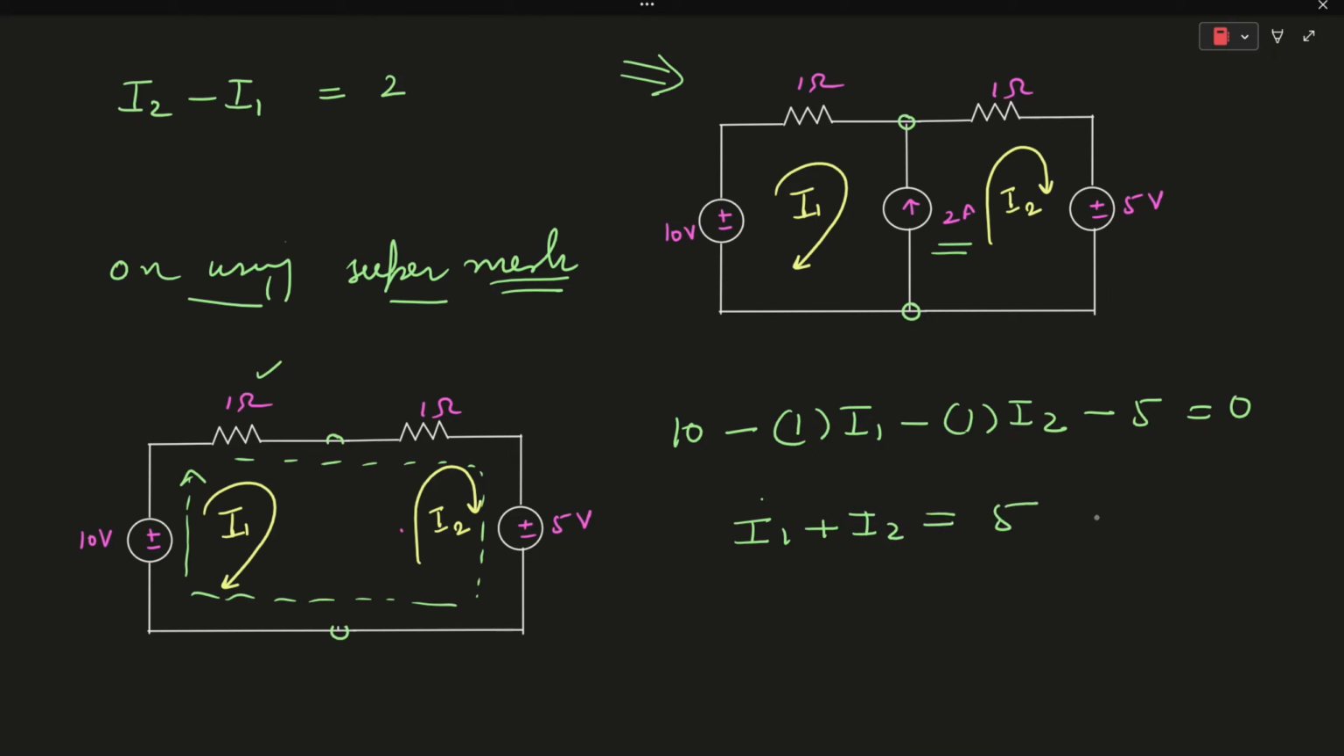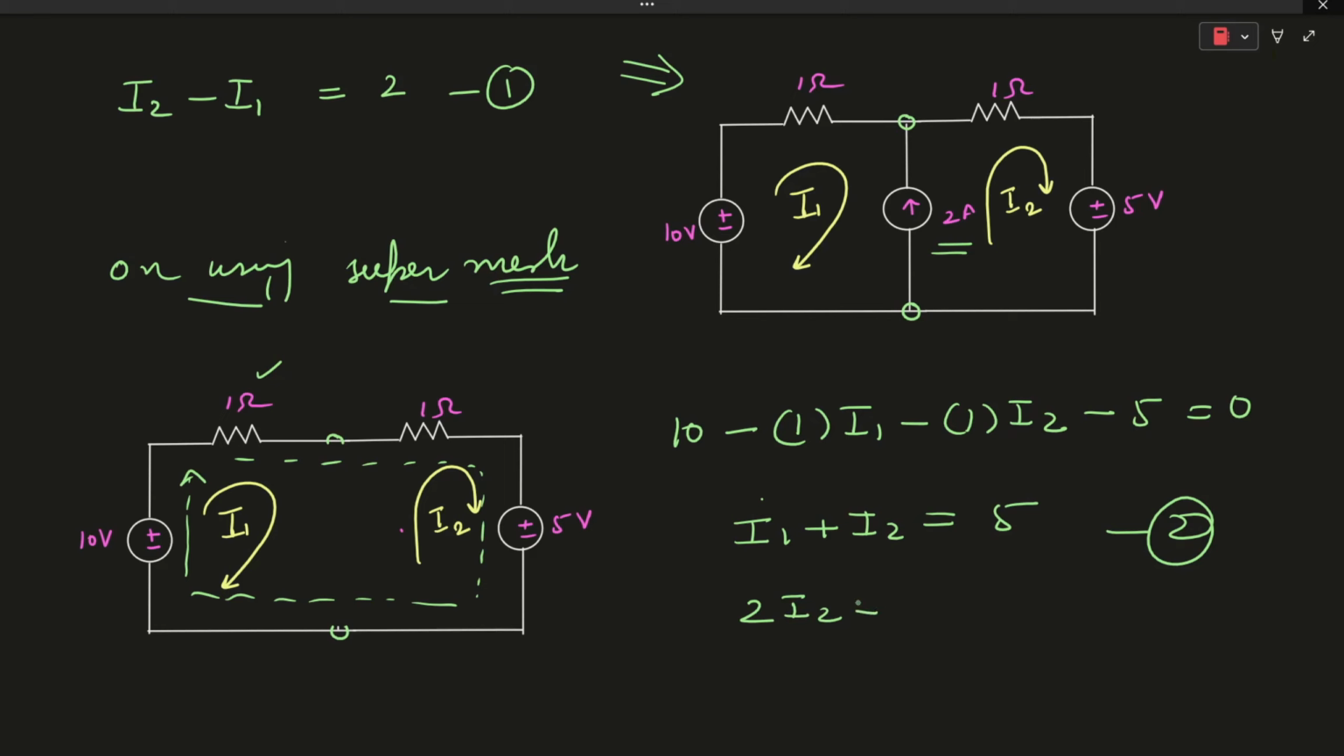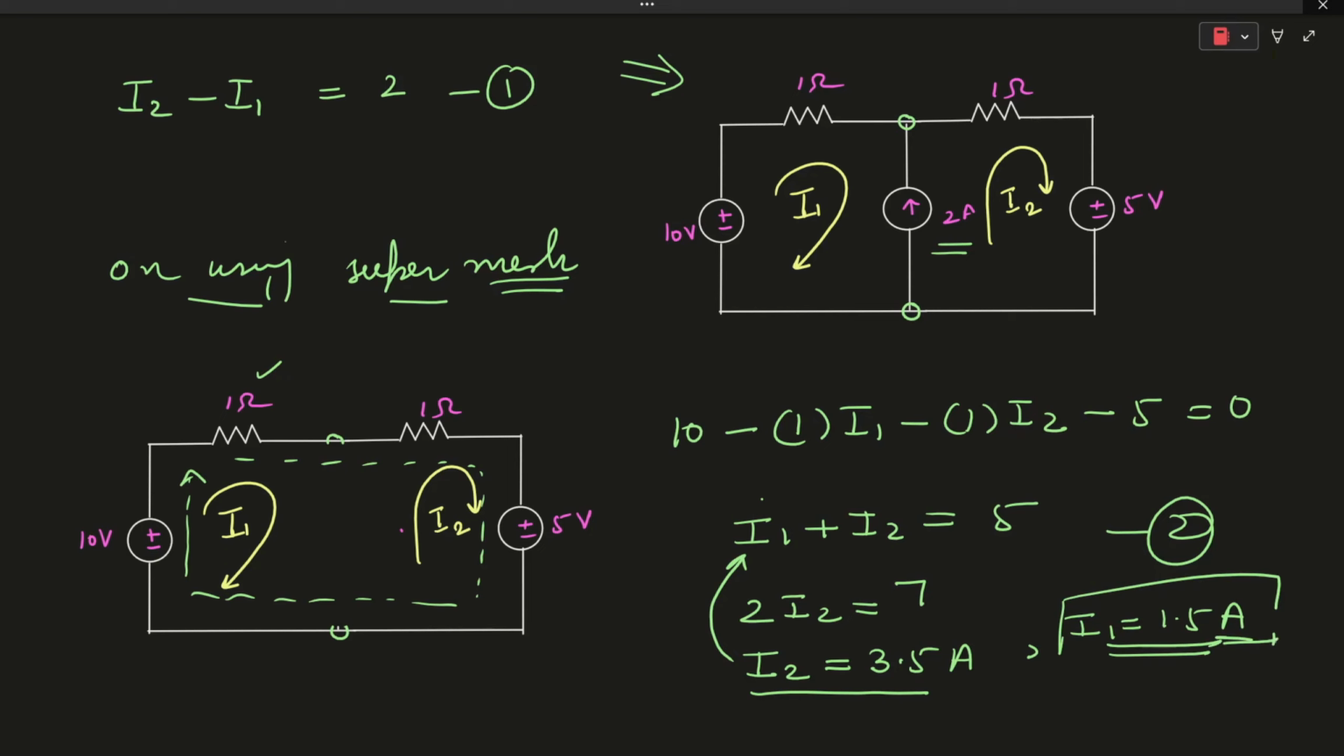Let's say this is your first equation and this is your second equation. On equating the first and second equations, we can clearly see that 2I2 is equal to 7 and I2 is equal to 3.5 amperes. Now substituting the value of I2 in the second equation, we are getting the value of I1 to be equal to 1.5 amperes. I hope it is clear how we are approaching this problem.